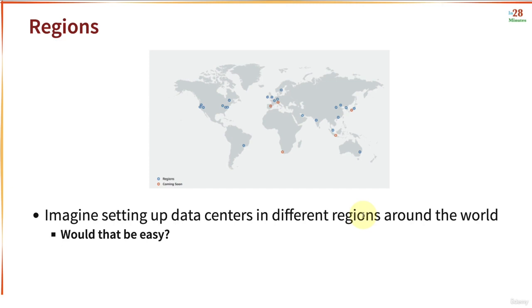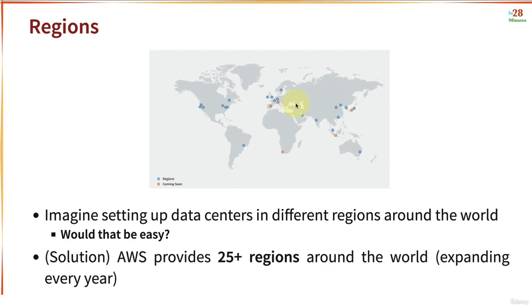Think about a startup. Can a startup deploy infrastructure on its own to different parts of the world? That would be very difficult for a startup. And that's where all cloud providers, including AWS, provide us with regions all around the world. AWS provides 25 plus regions around the world, and this is an ever expanding list. There are new regions added every year.